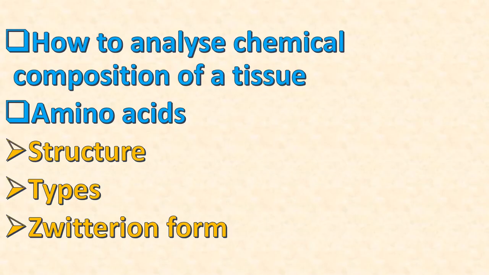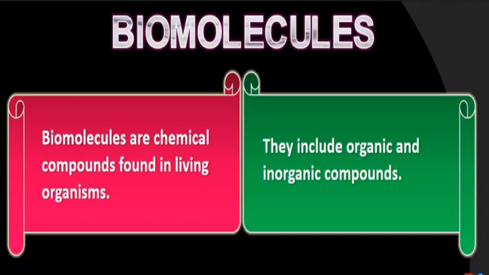We will start this chapter with the topic how to analyze the chemical composition of a tissue, and after this we will study about a biomicromolecule, that is amino acid. So in amino acid we will study about the structure of amino acid, types of amino acids and the zwitterionic form of amino acids. So first of all, we need to know what are biomolecules.